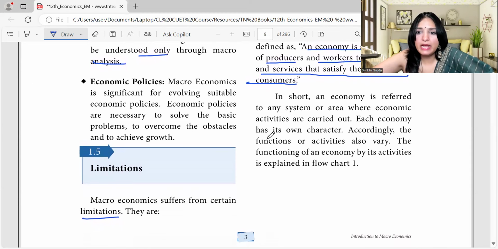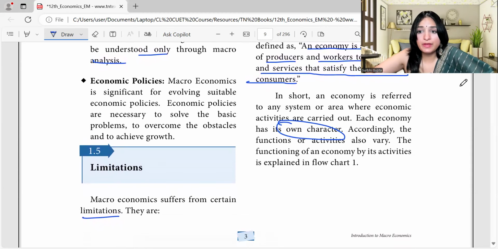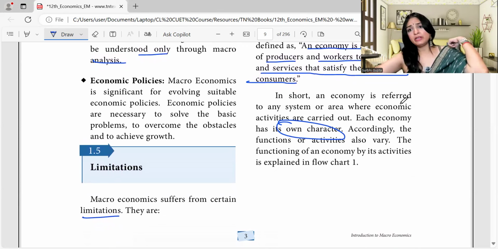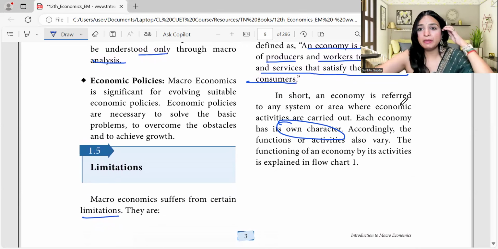Each economy has its own character. This is very critical because each economy is having their own character. Indian economy is different. US economy may be different. Canadian, Japanese economy is different because people are different. The population is different, depending on whether a country has a demographic dividend or not.